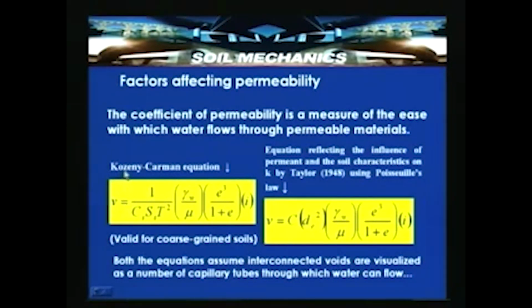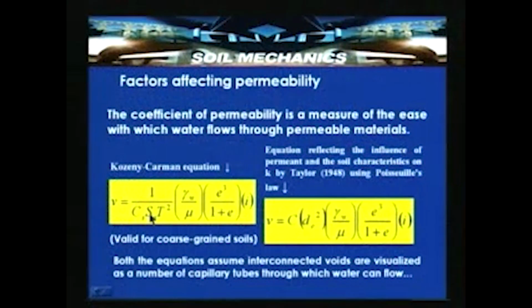If you look into this, first the Kozeny-Carman equation, this equation was proposed basically for coarse grained or gravelly soils. V is equal to 1 by Cs Ss T square, gamma w by mu, e cubed by 1 plus e, i. Both the equations assume the interconnected voids are visualized as a number of capillary tubes through which the water flow is occurring. We will discuss the Kozeny-Carman equation in depth, and based on that we will evolve the factors affecting permeability.